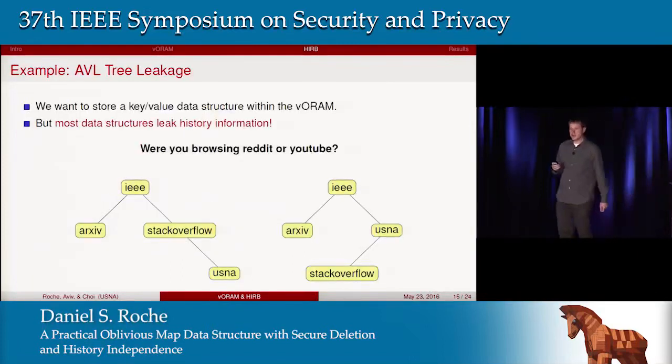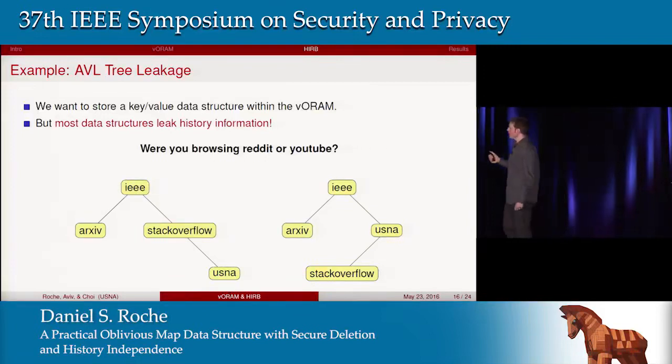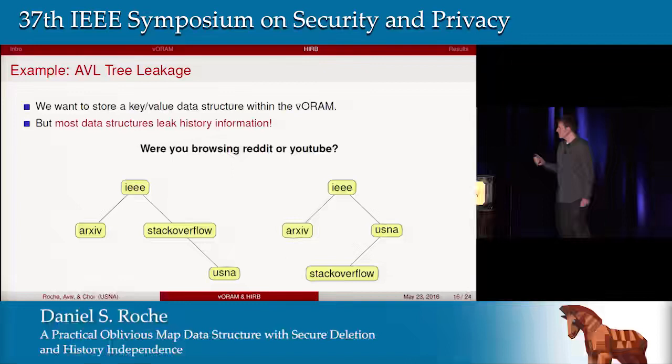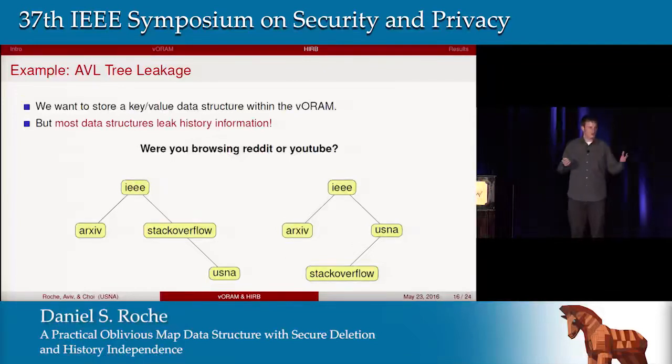But we're not going to use an AVL tree. And so here's a little bit of why. So it's a little bit of an exercise for you in case you came in late. What's the difference between these two AVL trees? So I have two AVL trees here. They're both storing the same 4 items. They're both in order. They're both valid AVL trees.